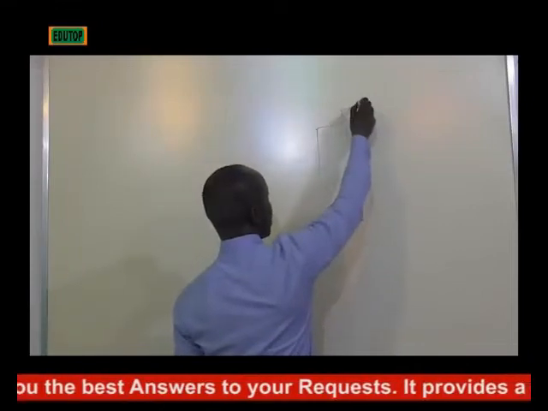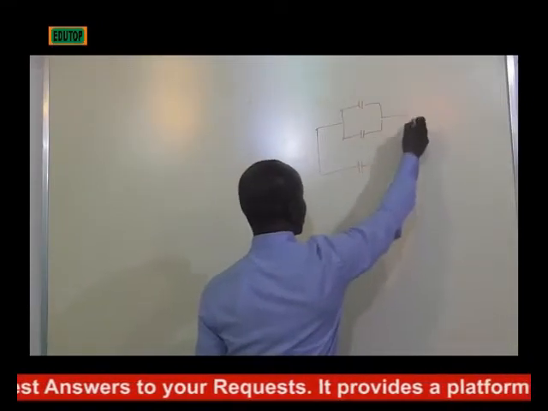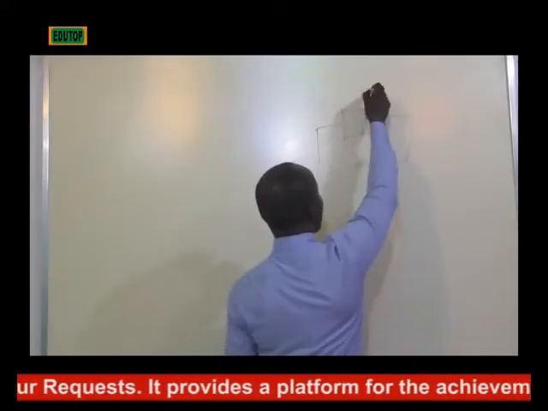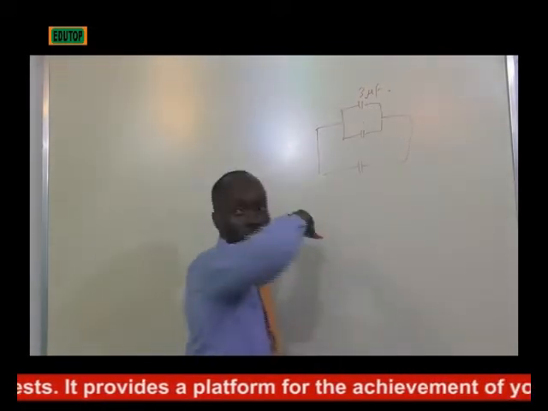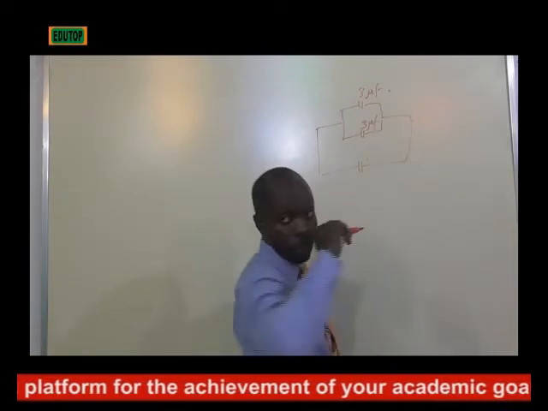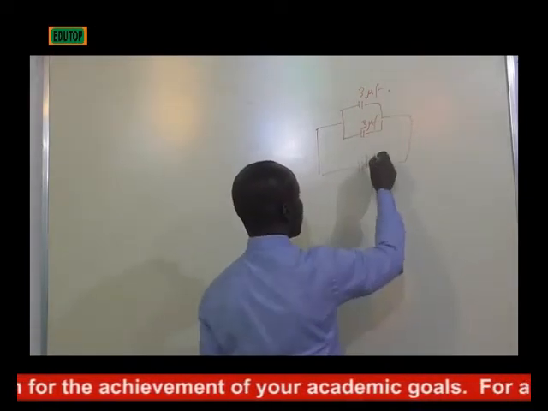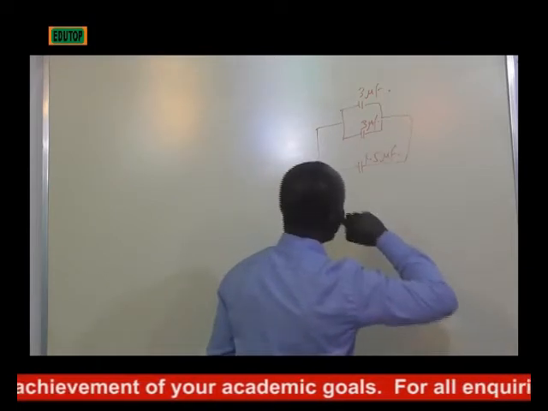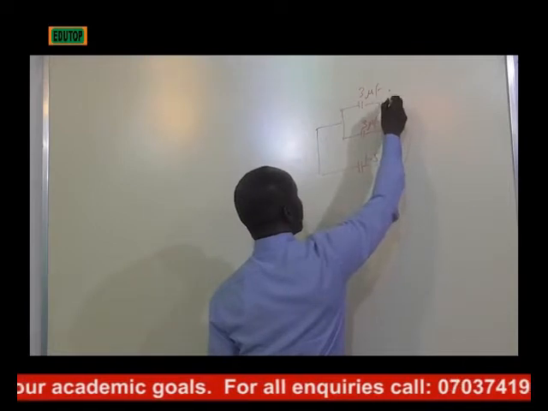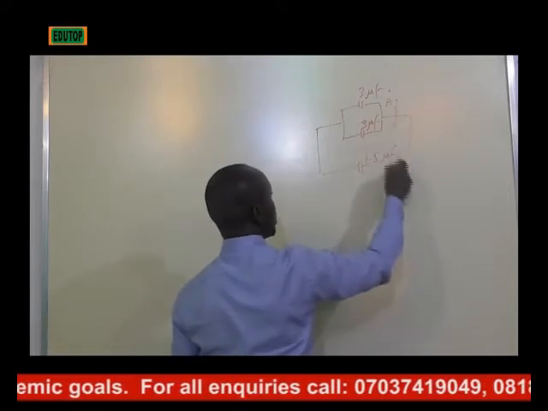This is the diagram here. You have something like this. This is your 3 microfarad, and this is your 3 microfarad, and this is 1.5 microfarad. Now, if I were you, I'll first treat this. I'll say this is section A, and I'll now say this is section B.